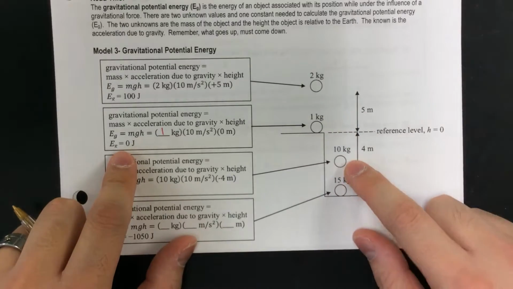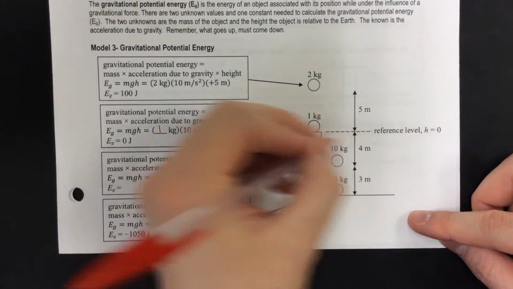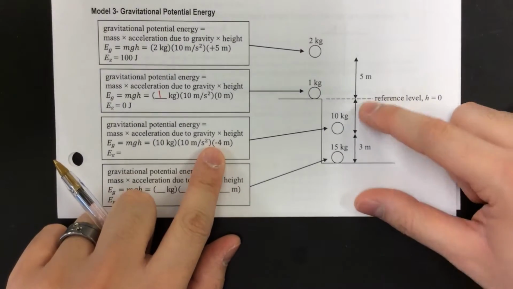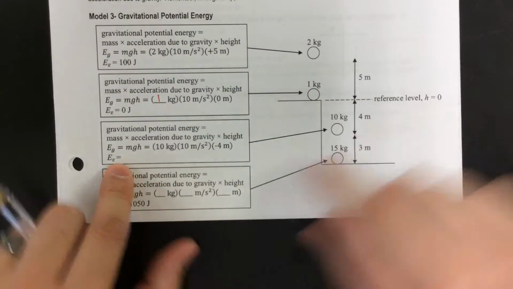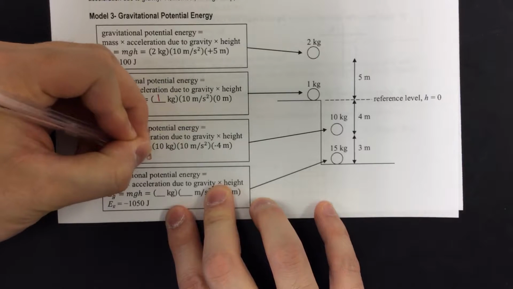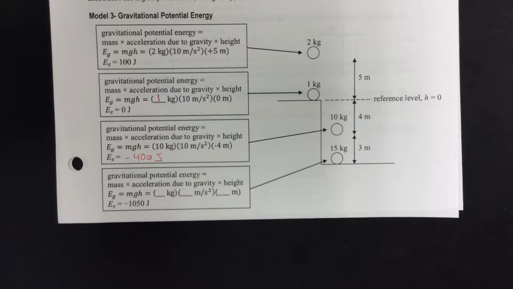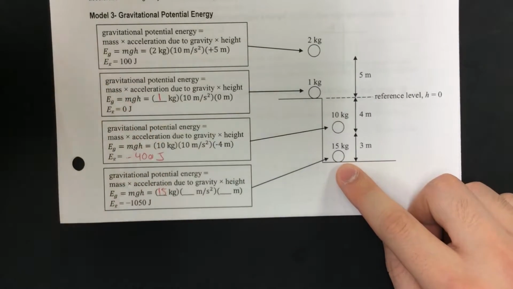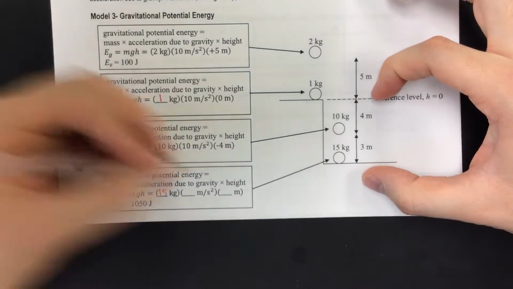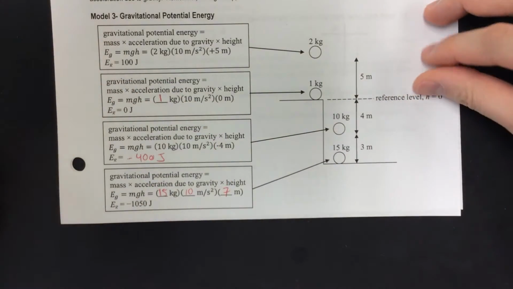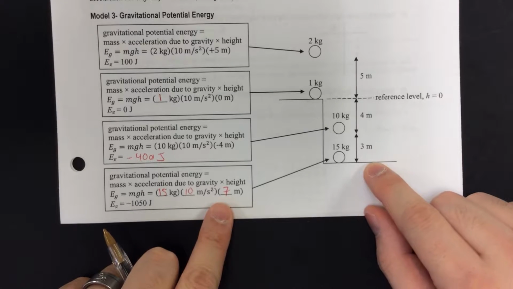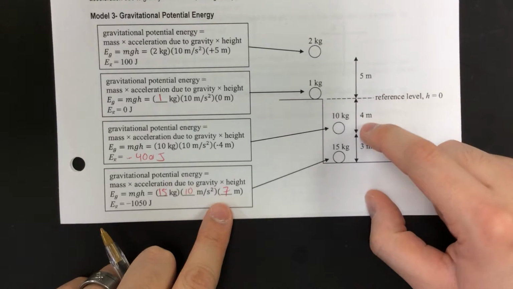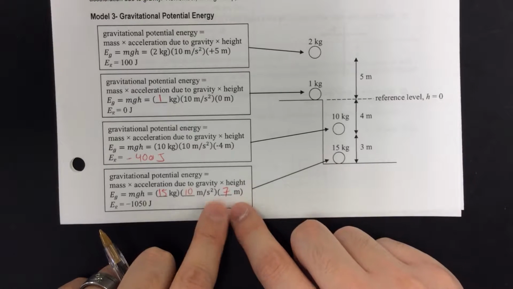If it is knocked off the edge and it's now falling from there, see how it has fallen 4 meters? You can have a negative 400 joules of gravitational potential energy. You can have negative potential energy. It's negative just because it's relative. It's all relative. Lastly, this 15 kilograms is 7 meters below the reference level. So it's not 3, it's 7, because it's 4 and 3. So be careful of that.